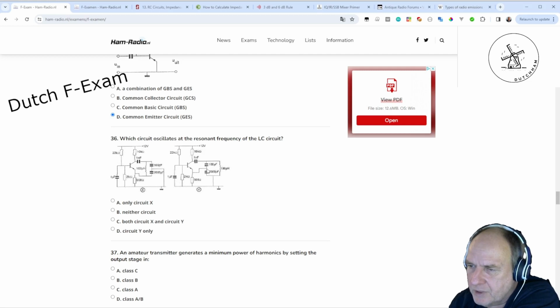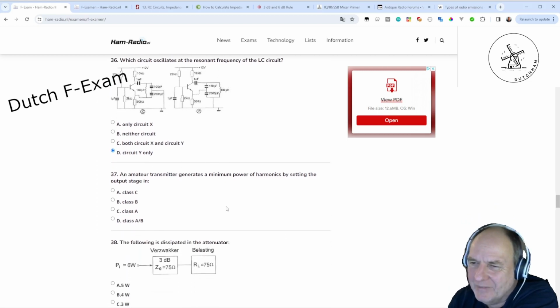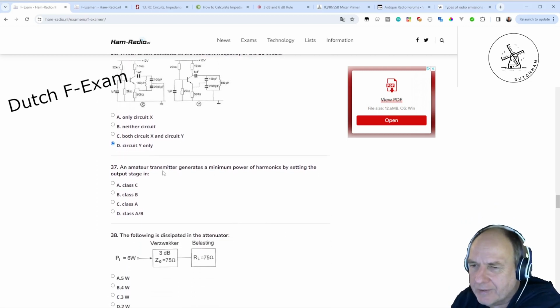I guess somehow this makes more sense to me because this could be a feedback loop, but it's also the LC circuit is also grounded. And here the LC circuit is between base and collector and emitter. No. Oh, Y is not. Oh yeah, I go for Y. I don't know why, but I go for Y. We'll see in the answers if I had it wrong or not.